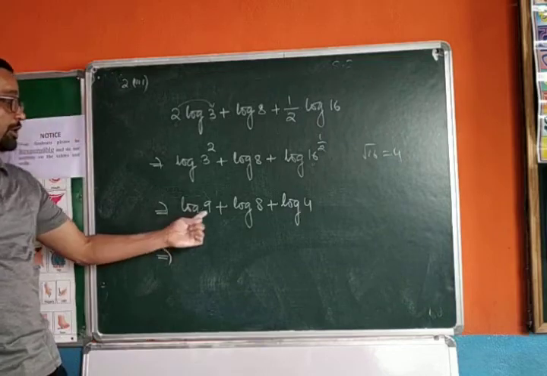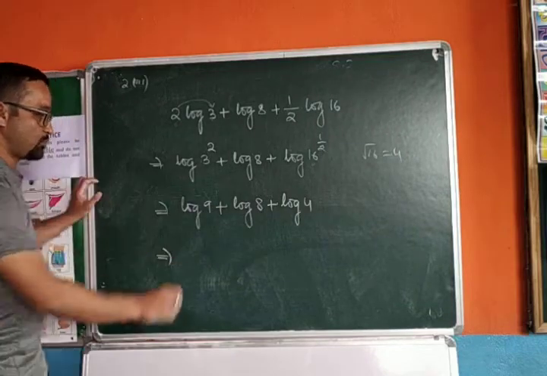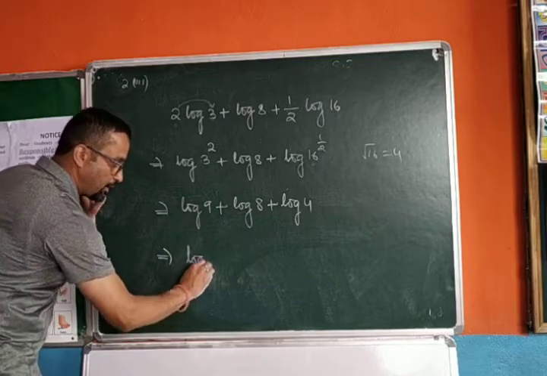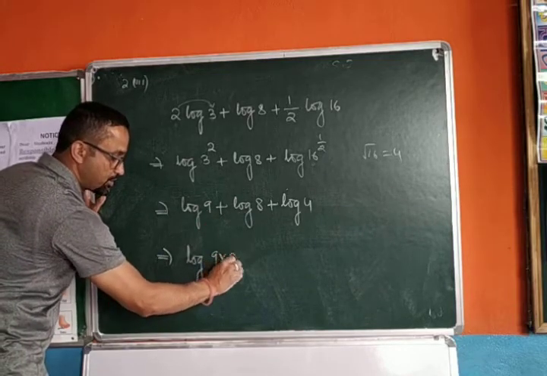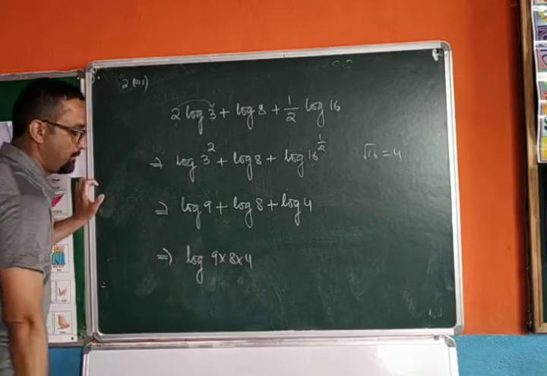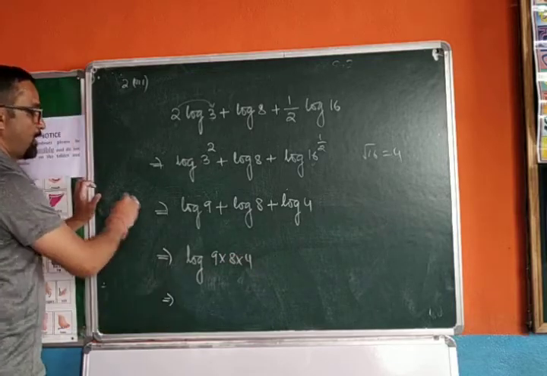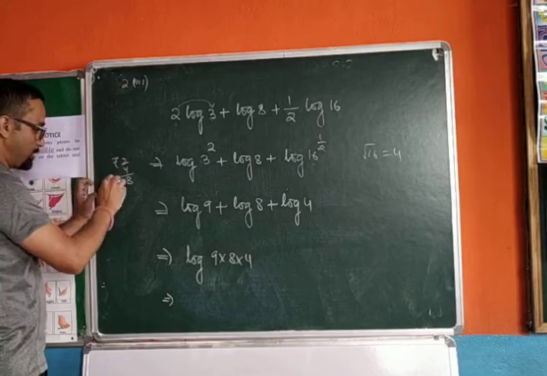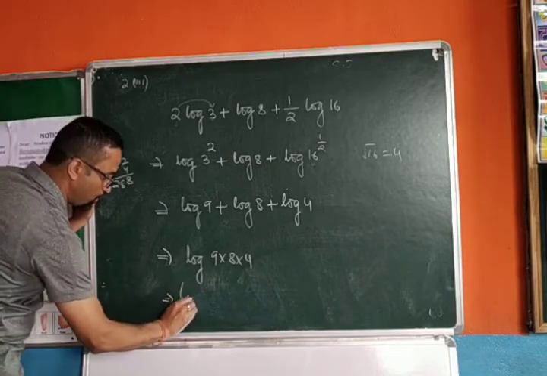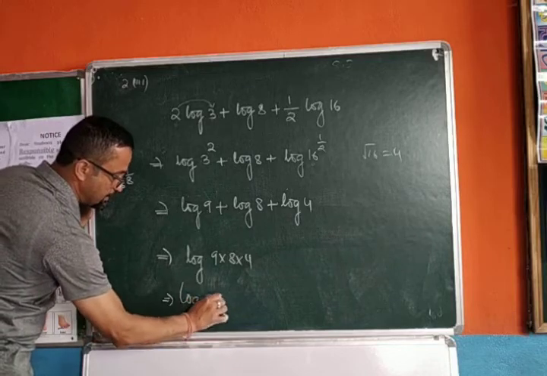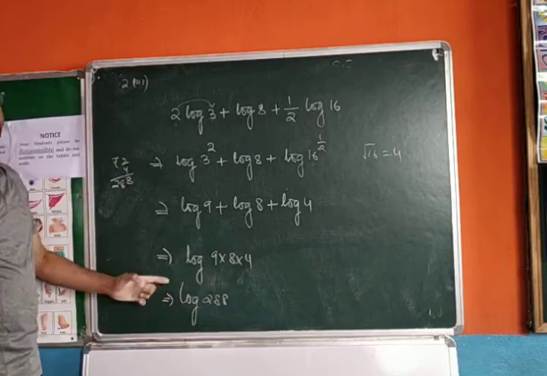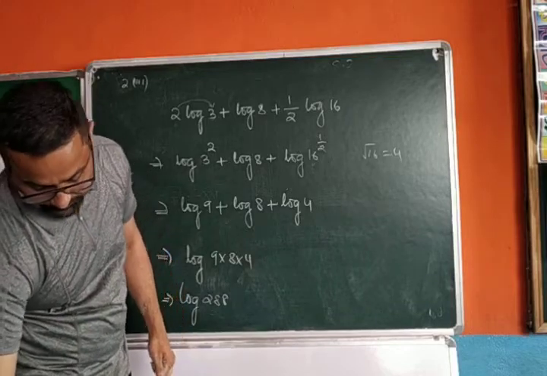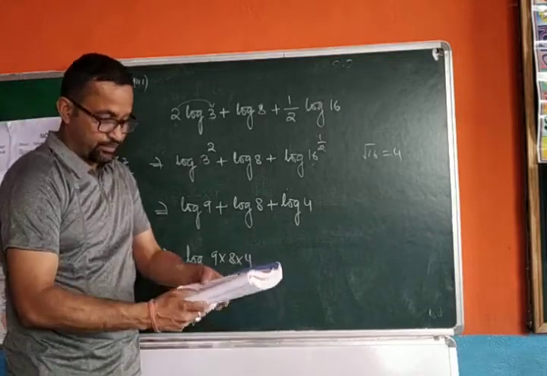In between the logarithms you have a plus sign. So out of 3 logarithms you need to write 1 and multiply the numbers. 9 into 8 is 72, 72 into 4 is 288. So it is log 288. A similar sum you have in the exercise. You can solve it.